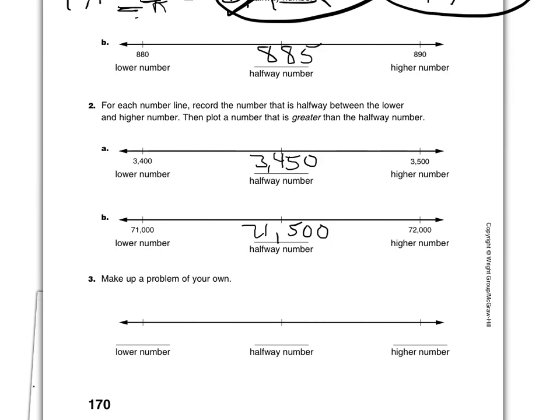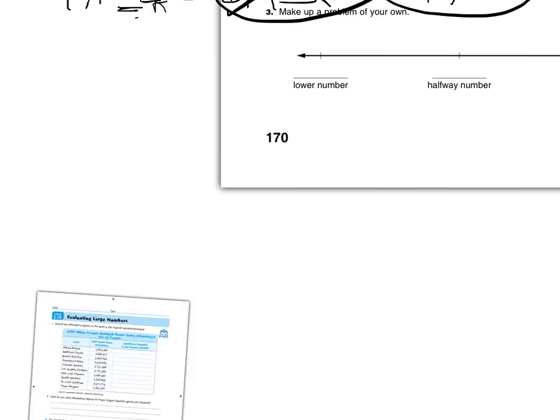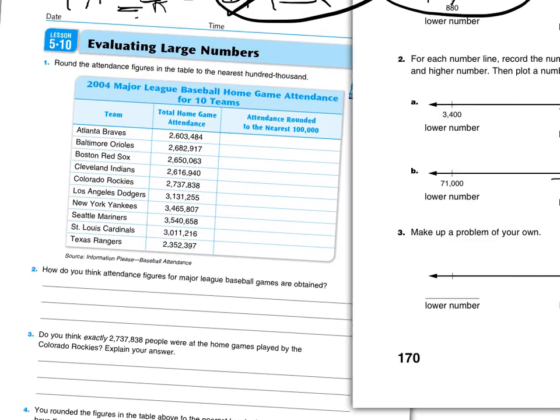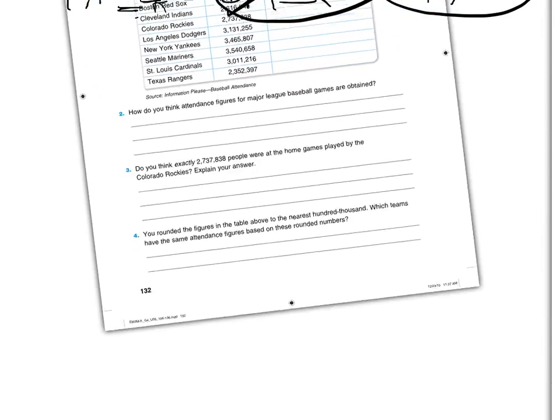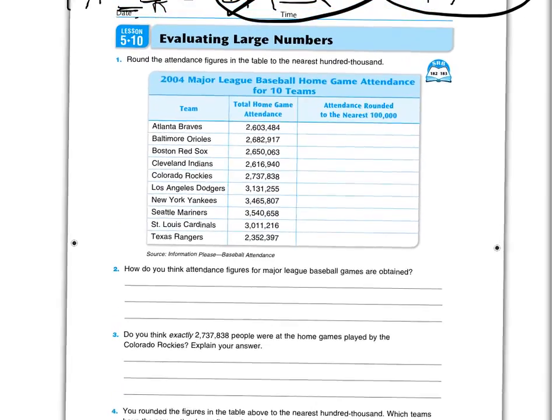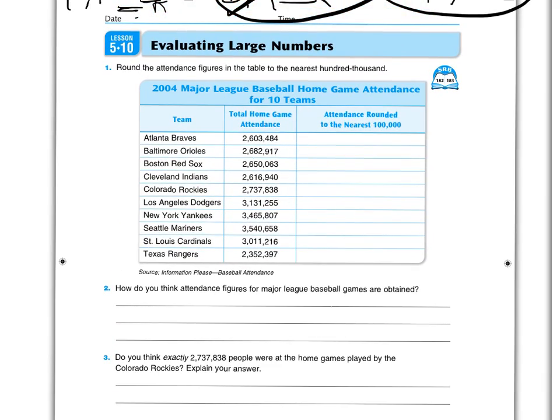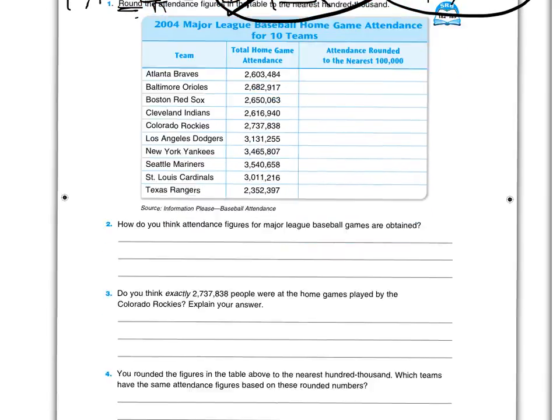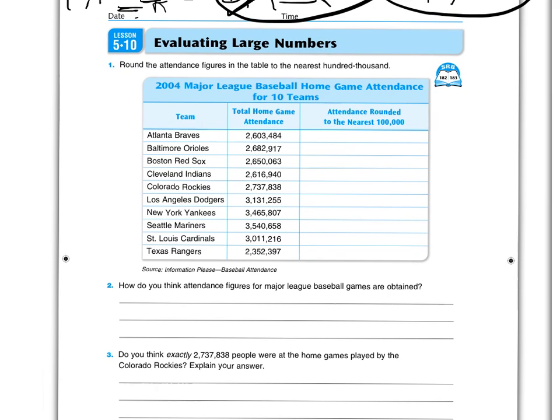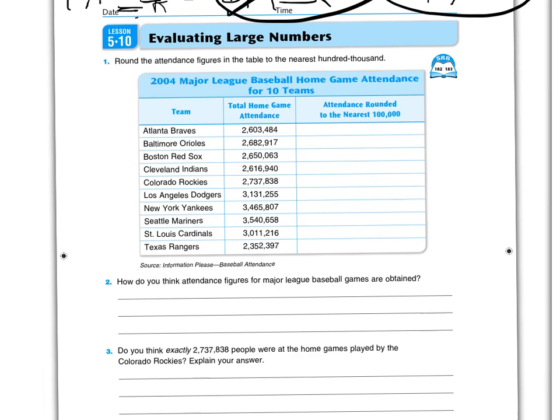Alright, so what I want you to do next is I want you to turn to page 102 or 132 in your math journals, and I want you to complete 1, 2, 3, and 4 and round to the nearest 1,000 on each of these. Should be pretty easy.